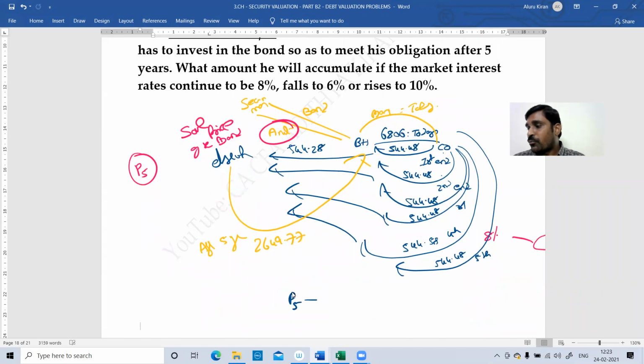After P5, the company redeems only in the 6th year. Only 1 year of interest is left over. The bond life is only 6 years, and we are selling the bond after 5 years. P5 means 5 years is completed, and bond redemption, N, is the 6th year. That means only 1 year is left over.